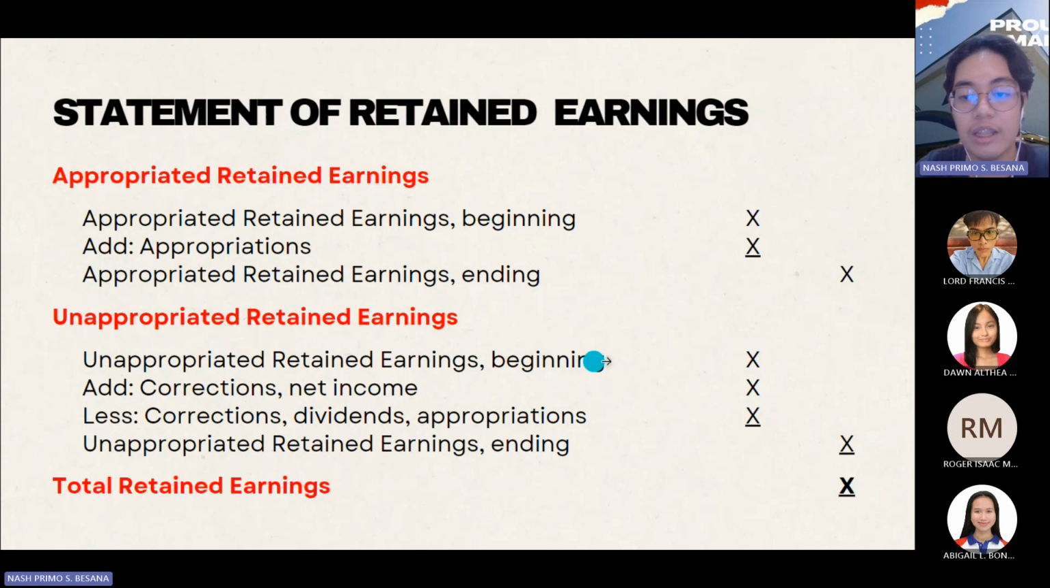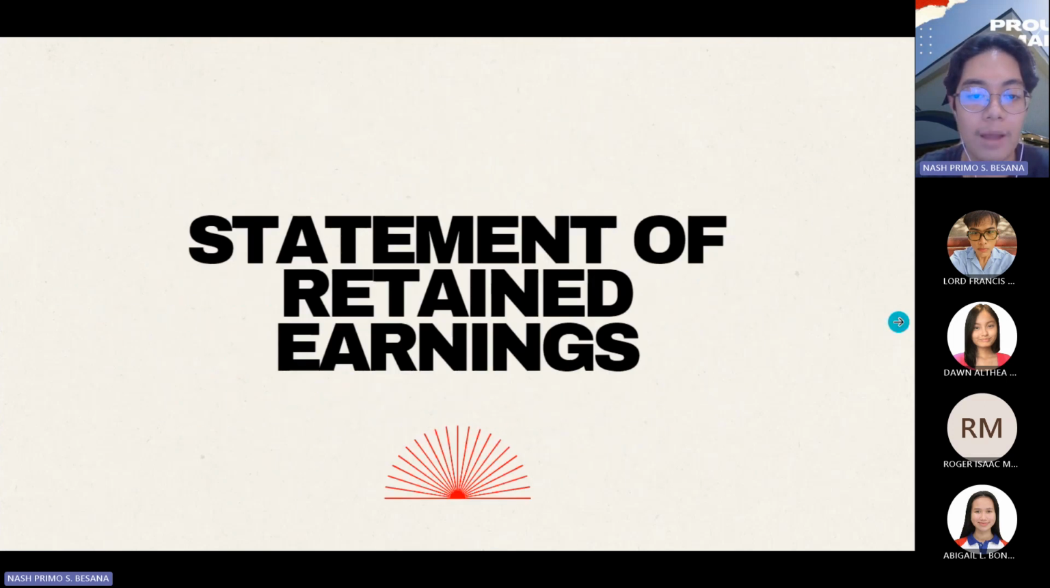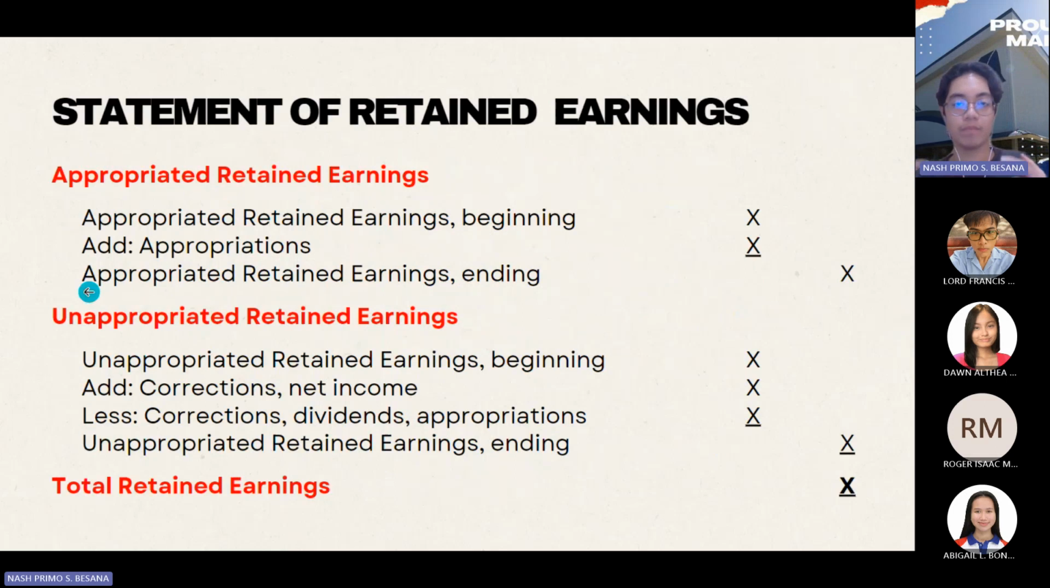And then, for unappropriated naman, same lang din, beginning amount, and then you would add corrections. Ano ba yung corrections? Ito yon, yung previous topic natin, yung prior period errors. So, as mentioned kanina, there are mga items or prior period errors na mag-i-increase ng retained earnings, merong magdi-decrease. So, dito yun magre-reflect sa statement na to. If mag-i-increase siya, you would add it kasama ng net income. So as said kanina din sa first few slides, income summary is closed to retained earnings. And dito yon din mare-reflect.